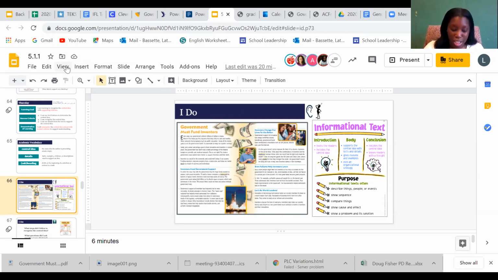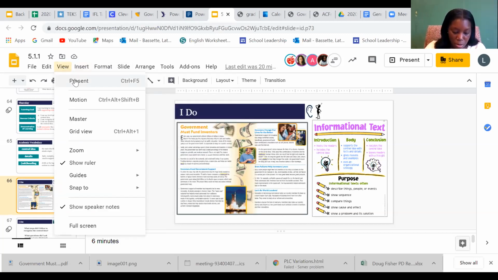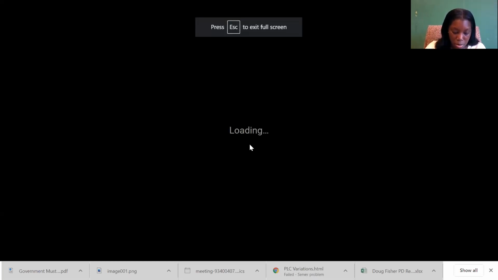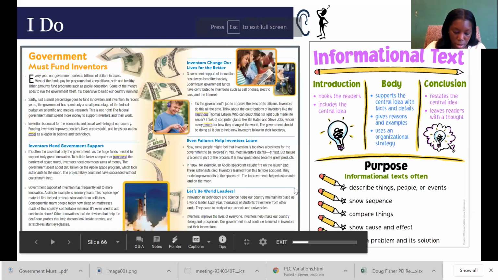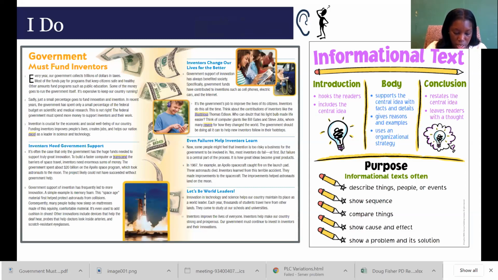The introduction, I apologize. Every year, our government collects trillions of dollars in taxes. Most of the funds pay for programs that keep citizens safe and healthy. Other amounts fund programs such as public education. Some of the money goes to run the government itself. It's expensive to keep our country running. Sadly, just a small percentage goes to fund innovations and interventions.